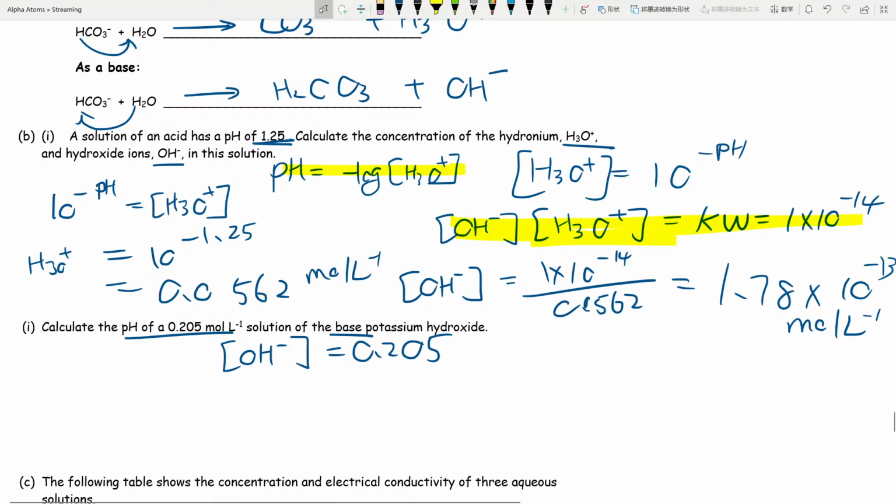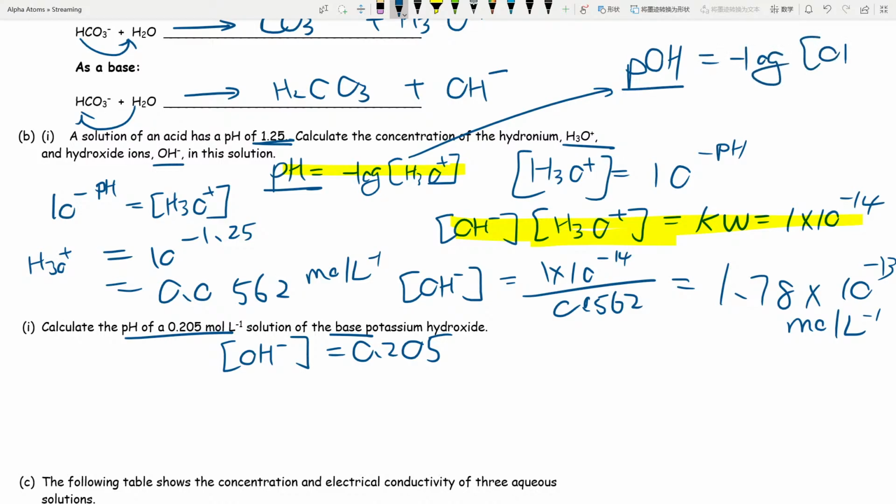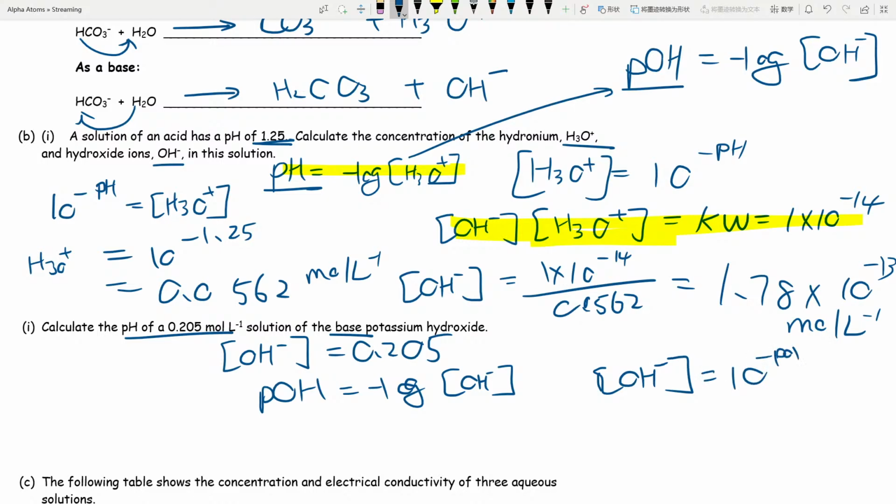You know how pH is negative log H3O plus. pH is just a scale that we come up with for the general public to use. It's just the potential of hydronium. I can do the potential of hydroxide. If I take negative log OH minus, that's pOH. So pOH equals negative log OH minus, and then OH minus equals 10 to the power negative pOH. This is just using mathematics to make our life a little bit easier.